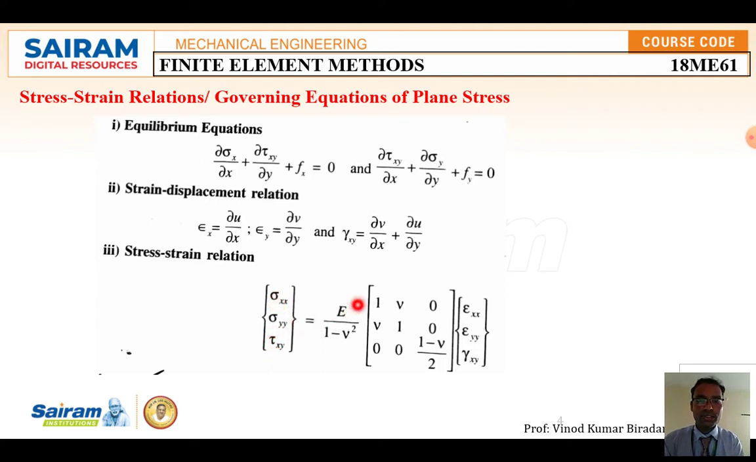Which is equal to capital E by 1 minus gamma square. E stands for the material property, the Young's modulus. Okay, 1 minus gamma square. This is the matrix we are going to get after deriving the equations: 1 gamma 0, gamma 1 0, 0 0 (1 minus gamma) by 2. Matrix closed, and here the strain along the x direction, strain along the y direction, and shear strain gamma xy. This is the stress strain relationship for the plane stress problem. These equations are very important from the examination point of view.